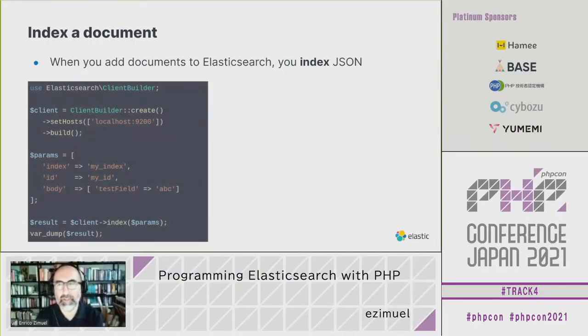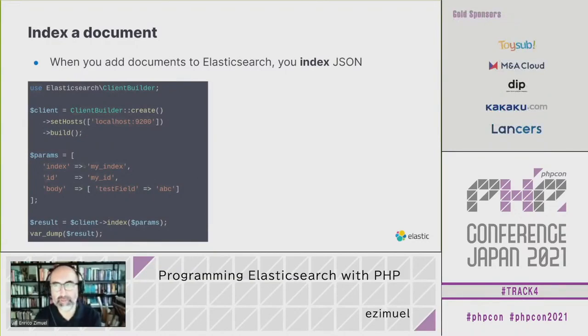We need to use the index API, so the index function. As you can see here, we have $params, which has a couple of parameters. You have to specify the index name that you want to use, and the ID of the document. The ID is optional. If you don't specify it, Elasticsearch will automatically create an ID for you. But in this example, we provide our ID. And the last parameter is the body.